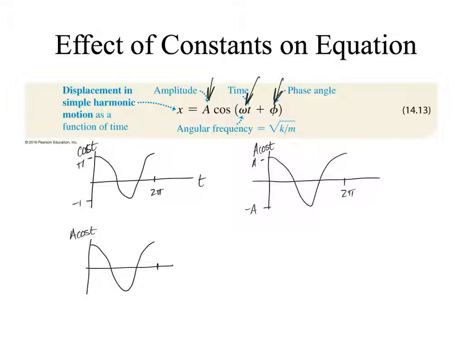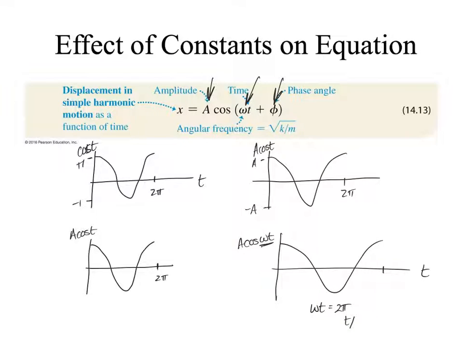Now I just want to draw that again, because then we're going to talk about what omega does. And so if I have a cosine of omega t, I know it's going to look like a cosine. Now, normally, what we say is it takes 2 pi radians to go through one complete oscillation, but when we have an omega t here, what's going to happen is omega times t is equal to 2 pi. So t will actually be 2 pi over omega. So this is 2 pi over omega.